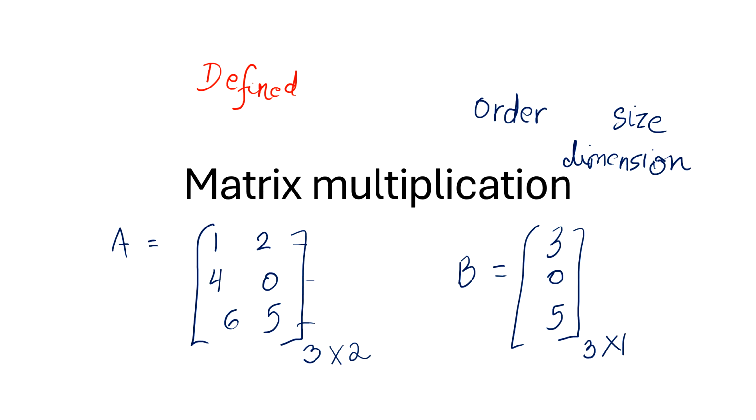Now, if you observe here, the 2 there and the 3. What does the 2 mean? 2 is the number of columns of the first matrix. 3 is the number of rows of the second matrix. If the number of columns of the first matrix does not match the number of rows of the second matrix, that means matrix multiplication is not defined. So we cannot multiply A and B. Let's take an example.